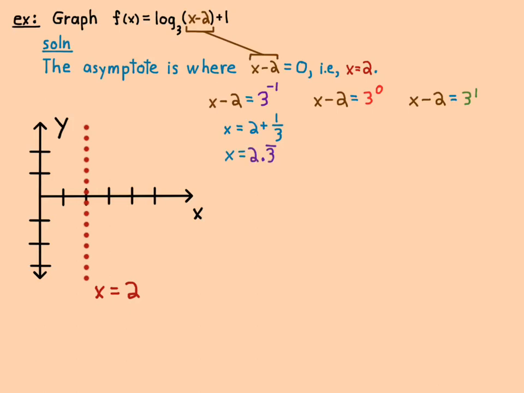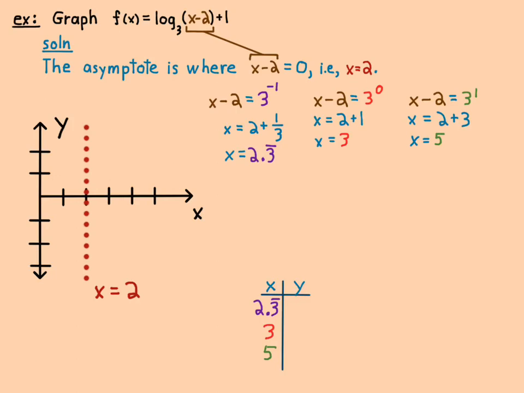I just didn't want to do the fractions, so I just wrote it as 2.3 with a bar over it. That's a third, right? And here I've got 2 plus 1, because 3 to the 0 is 1. So there I just get 3. The fact that it's a 3 is a coincidence. Okay. And here I've got 2 plus 3, which is 5. So my inputs I'm going to use are 2 1/3, 3, and 5.